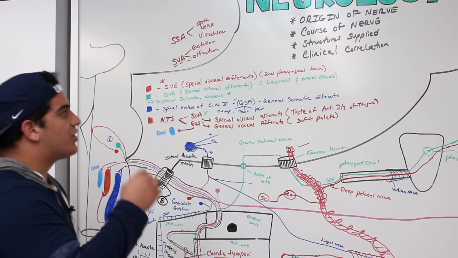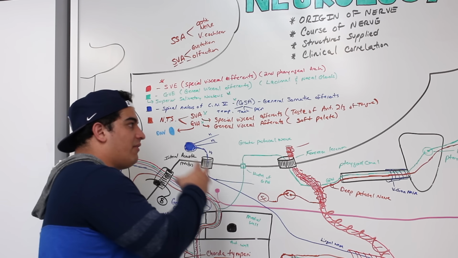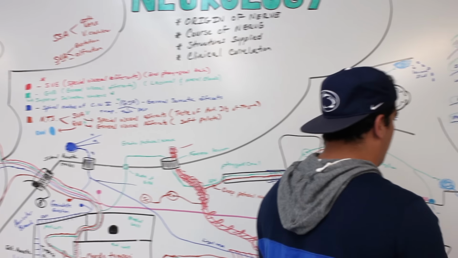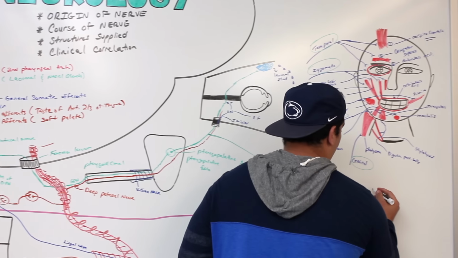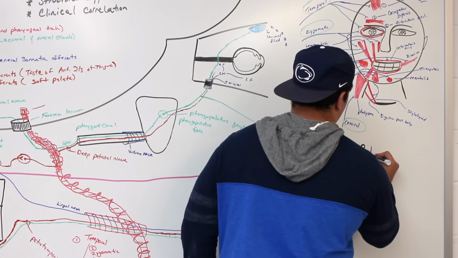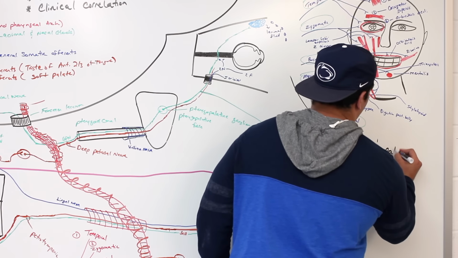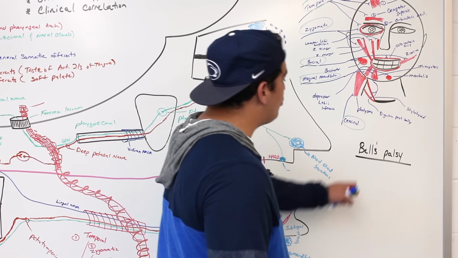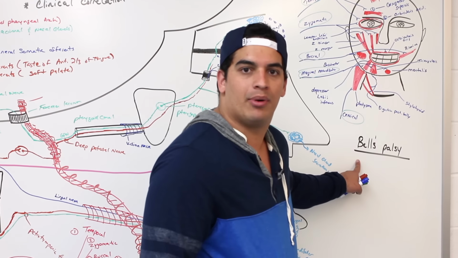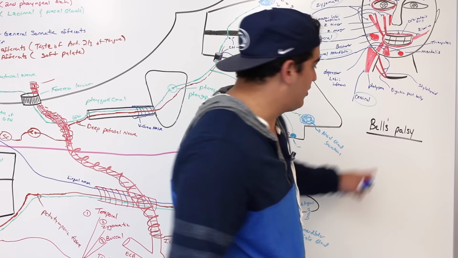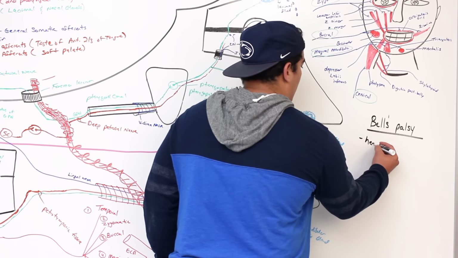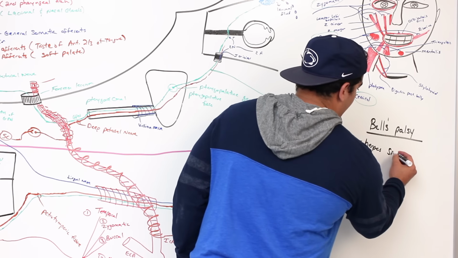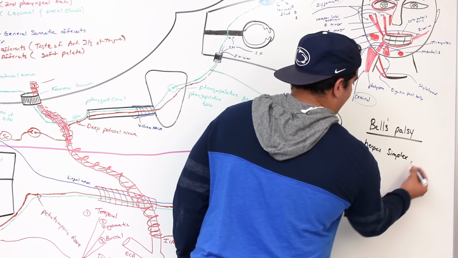Now, what is the most common thing that's affecting the facial nerve? Let's talk about the clinical correlations here. The most common thing affecting the facial nerve is what's called Bell's palsy. So what is Bell's palsy? Well, Bell's palsy is usually due to some type of herpes simplex 1 virus. Most people, like 97% of the population, have been exposed to herpes simplex 1, but it's usually in the latent stage, right?